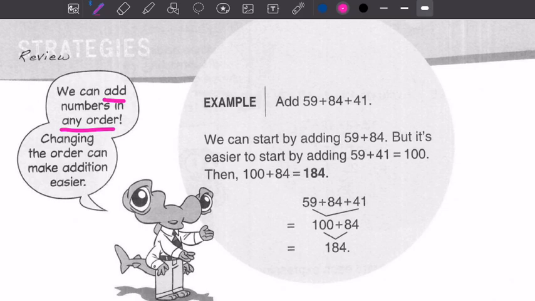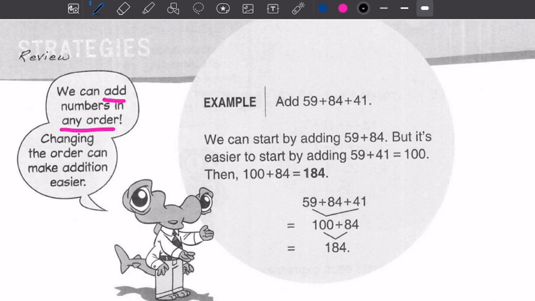Now let's take a look at this example. For 59 plus 84 plus 41, we can still follow the same rule of solving from left to right. We can do 59 plus 84 first and then add that to 41. However, since this is addition, we can rearrange the numbers. And by changing the order, we can make this addition much easier.